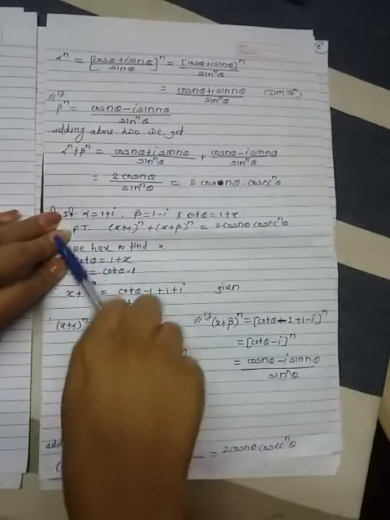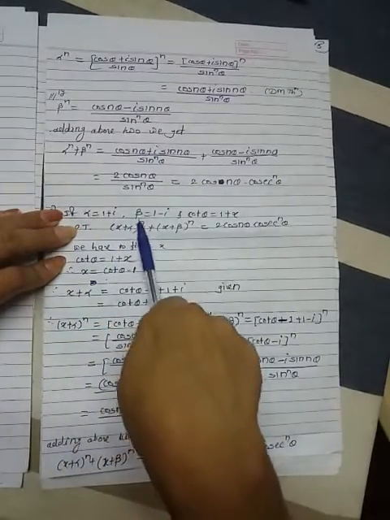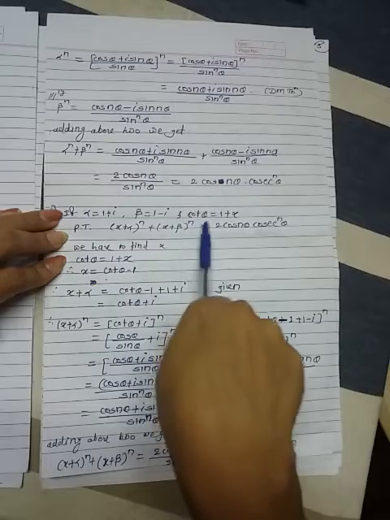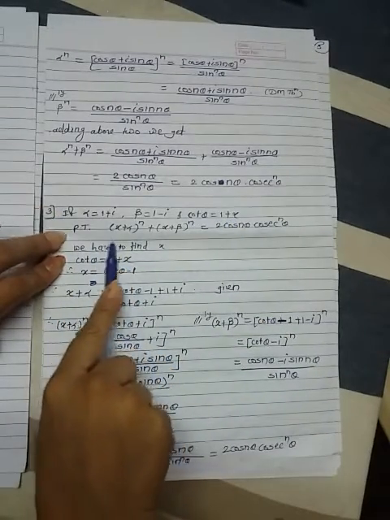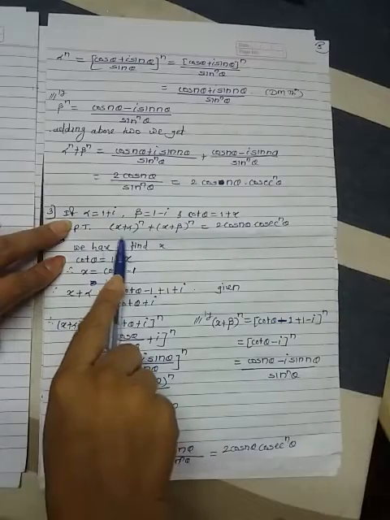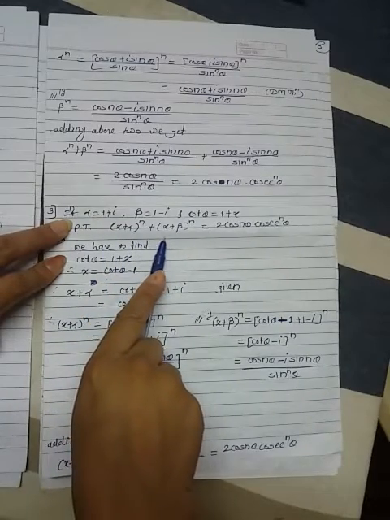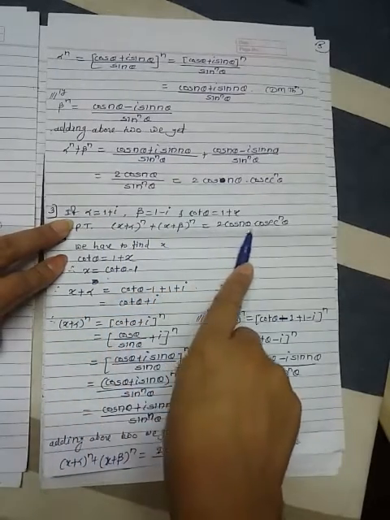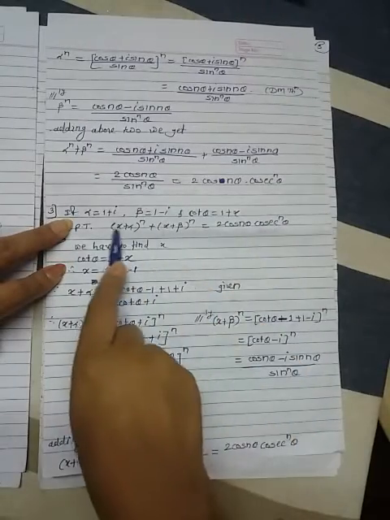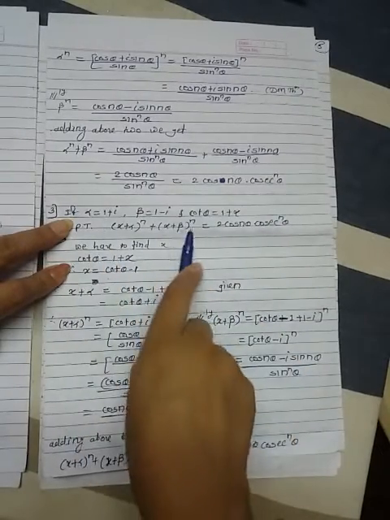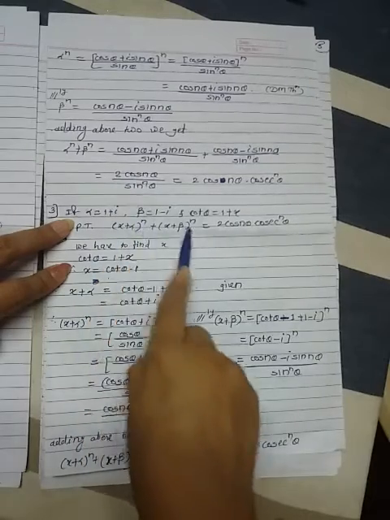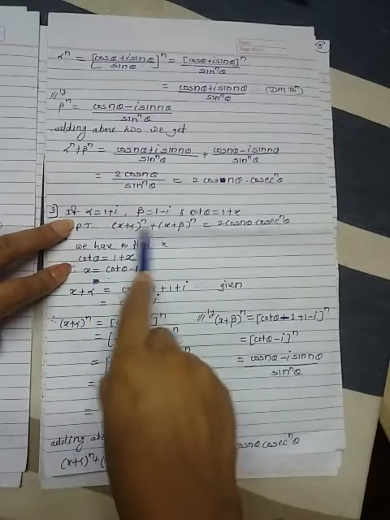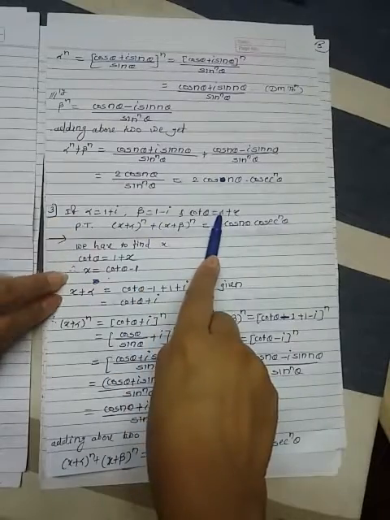Okay, now consider the next example. Given alpha is 1 plus i and beta is 1 minus i, and cot theta is equal to 1 plus x. What we have to prove? x plus alpha raised to n plus x plus beta raised to n is equal to 2 cos n theta cosec raised to n theta. Now in this term x is unknown, alpha is given, beta is given, but x is unknown. We have to find out x from this equation first.